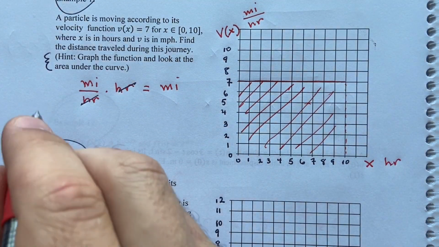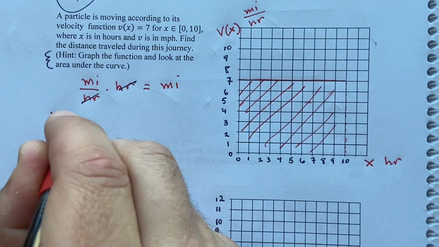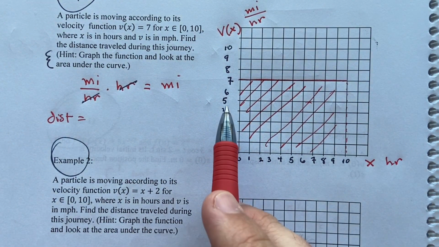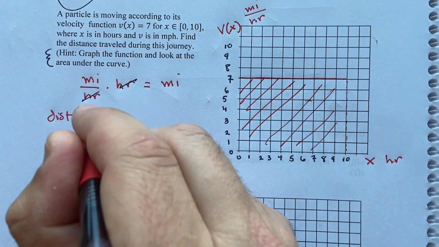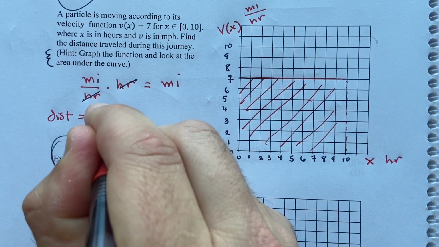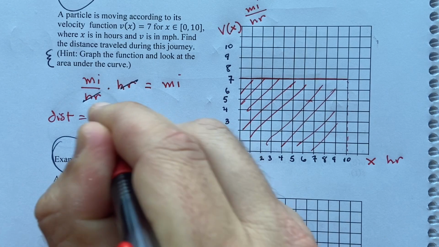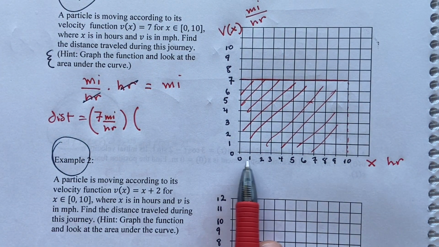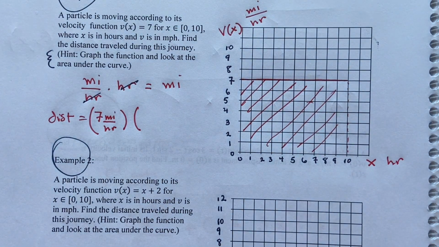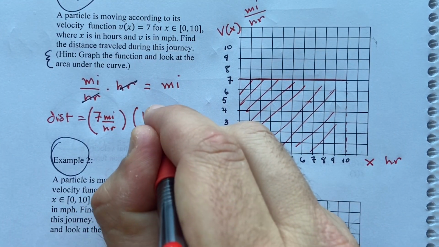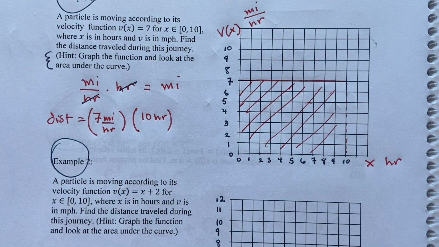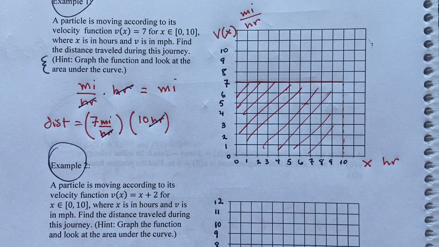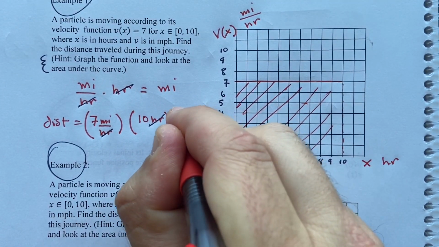So what I'll do is the distance will be equal to this length, which is 7 miles per hour. And then I would multiply by this length of the rectangle here, which is 10 hours. When that multiplication occurs, these units cancel just the same as they did above. And we get 70 miles.